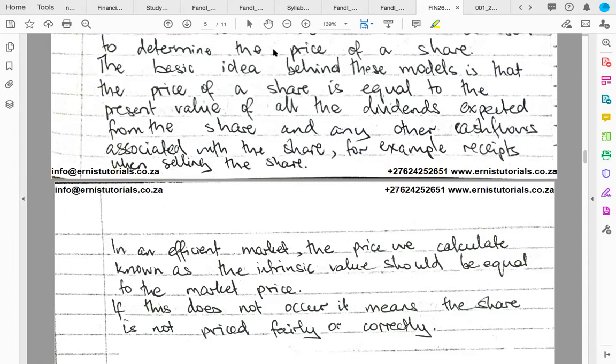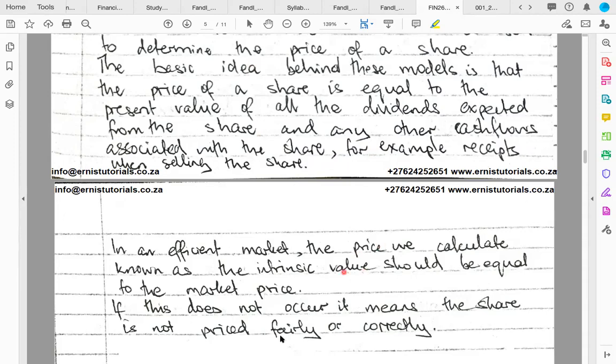So to determine the price of a share, we simply take the present value of all the expected dividends we expect to receive from the share, as well as the present value of any other cash flows associated with the share. For example, if we anticipate that the share will have a certain price sometime in the future. So that's the basic thing we're going to be doing when we look at calculations involving the price of either an ordinary share or preference shares, right?